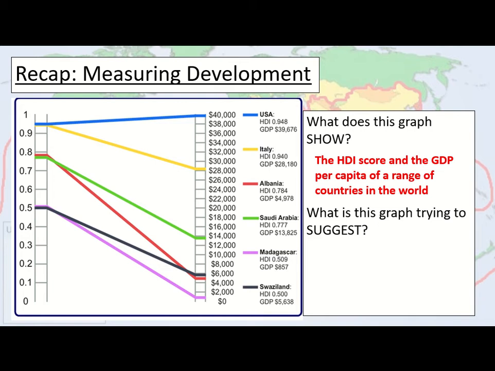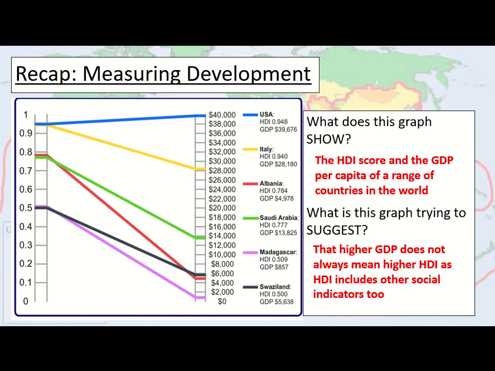What you see further down is a bit more stark. If you take Saudi Arabia, which has a GDP of just under 14,000, and you compare it to Albania, which has a GDP of just under 5,000, it's nearly got 3 times the GDP of Albania, yet Saudi Arabia's got a lower HDI score. All of this suggests really that just because you've got a higher GDP, it doesn't mean that your HDI score is going to be high per se, because you have to spend that money wisely, if that makes sense.